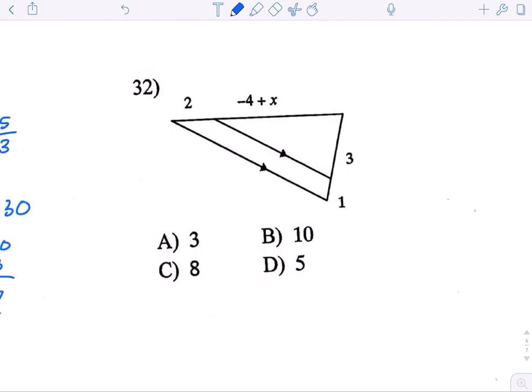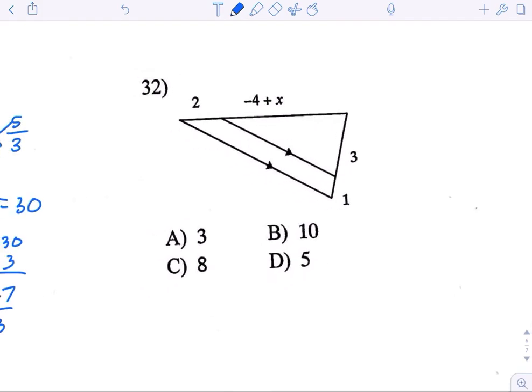Alright, 32. So great, we got these two sides and we have these two. So we could set up a proportion. Negative 4 plus x all over 2 is equal to 3 over 1. Cross multiply. 1 times that, you guys, is just itself. So negative 4 plus x is equal to 3 times 2, which is 6. Add 4 to both sides. X is going to equal 10, which is B.